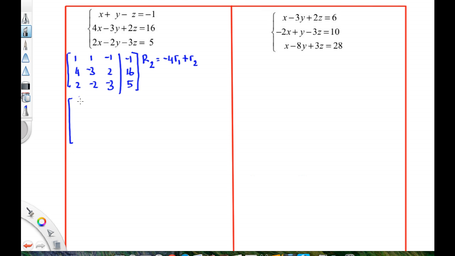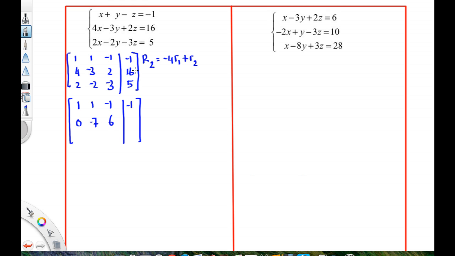So let's see what that looks like. So the top one I'm just going to copy. I'm going to leave it as 1, 1, negative 1, and then a negative 1 over here. Okay, so this one is okay. We actually want to start with a 1 here, and we'll worry about the other stuff here a little bit later. So the new R2 is a negative 4 times R1, and then you add it. So a negative 4 plus 4 is 0. A negative 4 plus a negative 3 is a negative 7, and a negative 4 times a negative 1 is actually 4, and 4 plus 2 is 6.